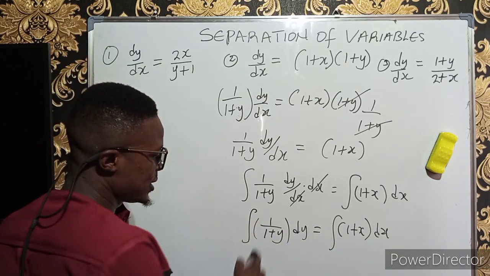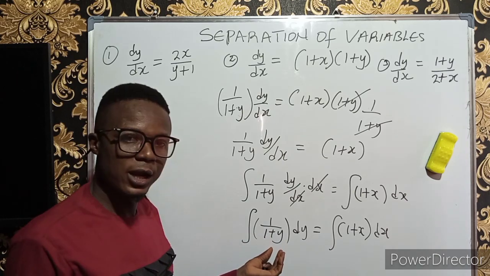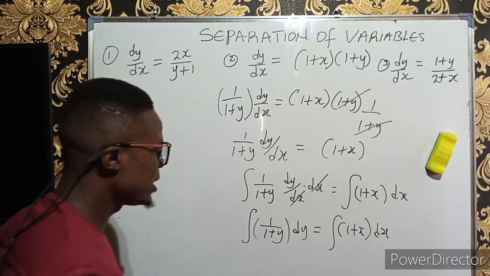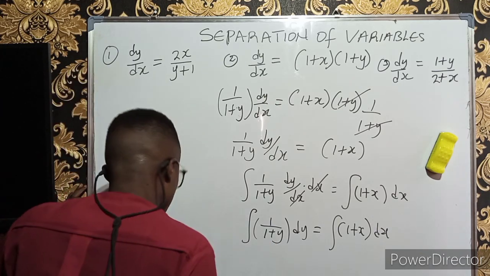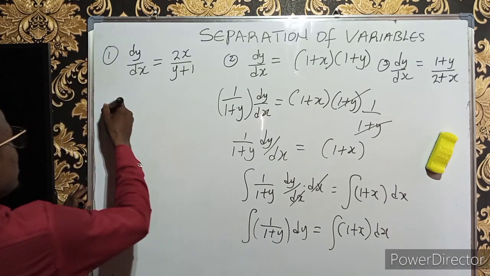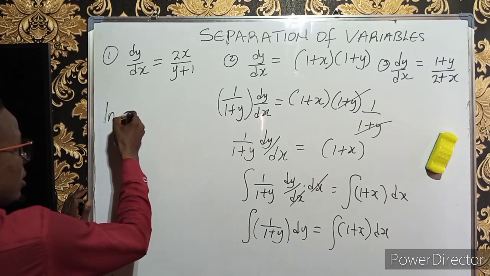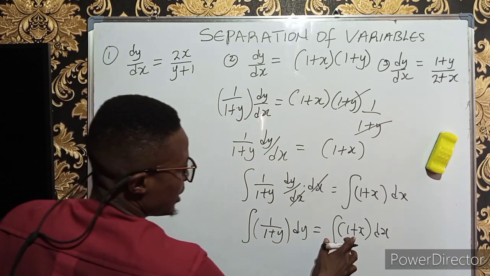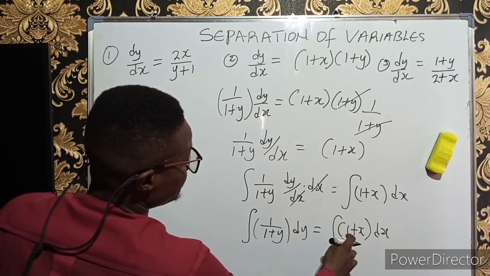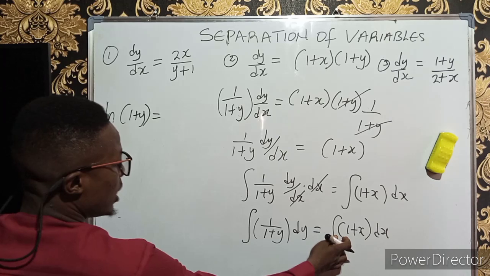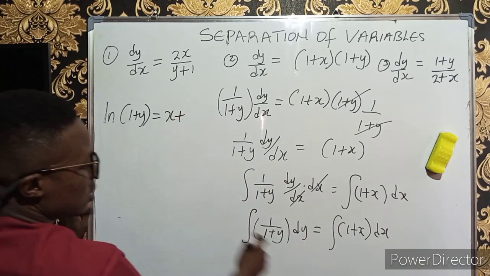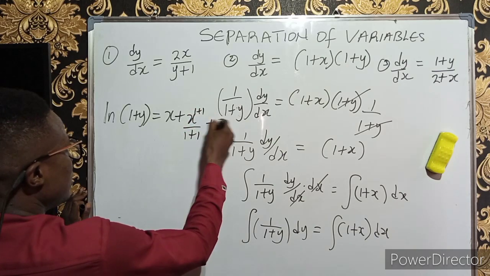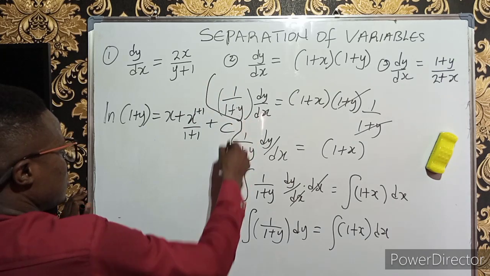And when you integrate a function like this, 1 over any number, it gives you the natural logarithm of it. So when I integrate this, I will just get the logarithm of 1 plus y equals, the same thing applies here. This is x, 1 plus x. If I integrate 1, I will get x, plus if I integrate x, I'll have x to the power 1 plus 1 over 1 plus 1, then plus the constant of integration.